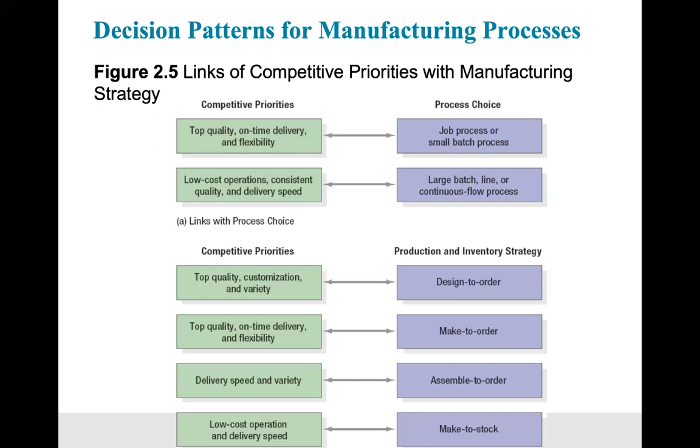Okay, now that might differ from a company that uses a large batch flow. Okay, and typically these might be companies that have a competitive priority of low cost of operations or consistent quality or delivery speed. Okay. Now, if we look at some more here, let's look at the link between process choice and competitive priority. Sorry, the link between the production and inventory strategy and competitive priority.